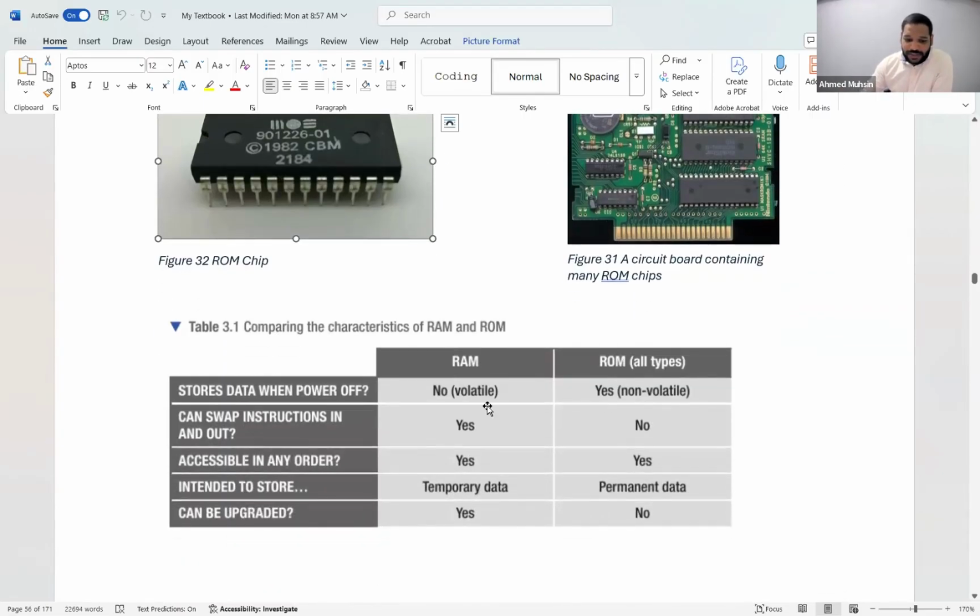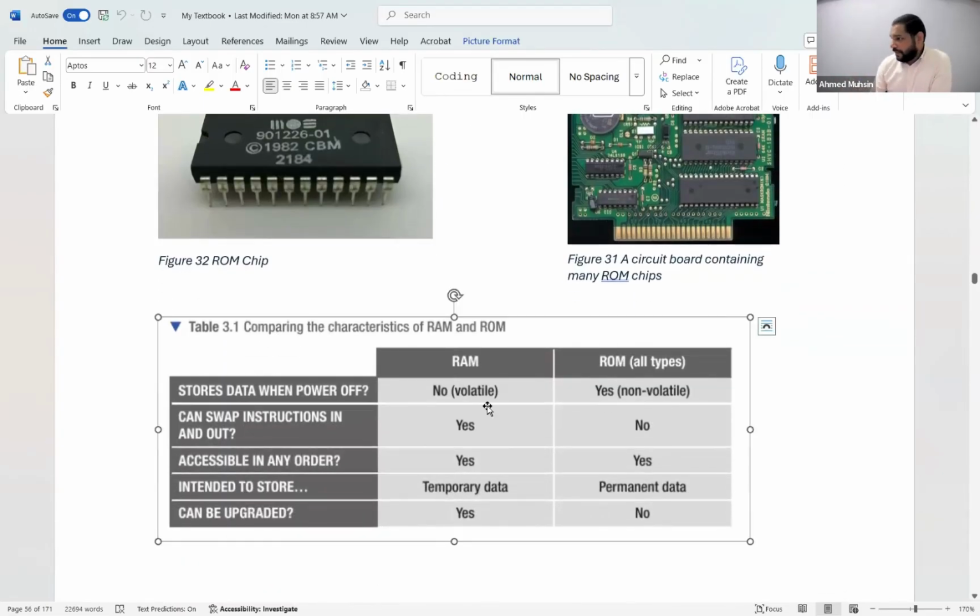Everybody, can you come down to this table? Let's go point by point. Point number 1, stores data when power is off. Does that make sense? So which one holds data when there is no power? Your ROM chip. Everybody okay with this? Your ROM chip holds data even when there is no power. Can you all read the next one?